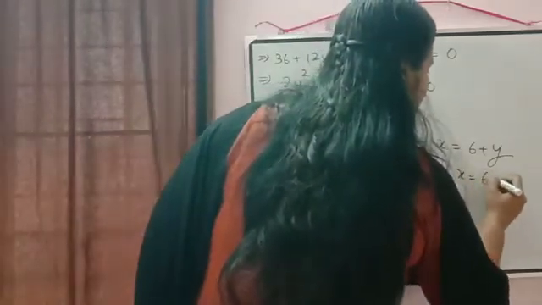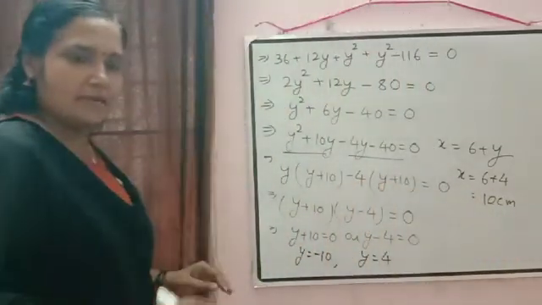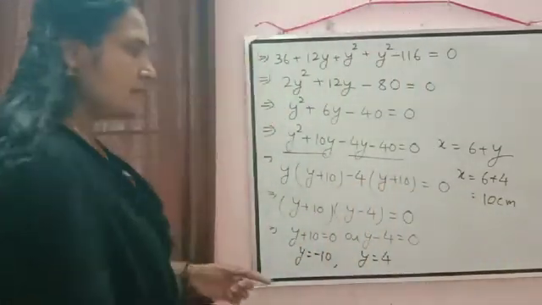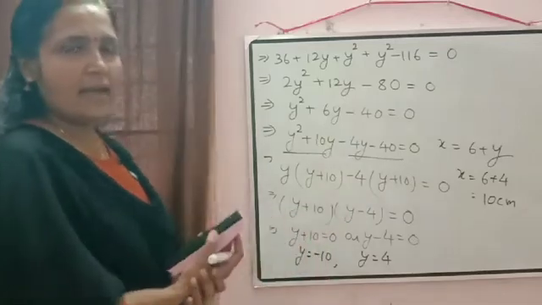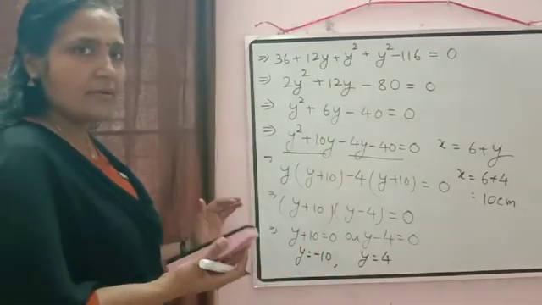And here we have to calculate x also. So x is equal to 6 plus 4 is equal to 10 centimeter. So we got the radii of the two circles as 4 centimeter and 10 centimeter. So I hope both types of questions are clear to you. Okay.